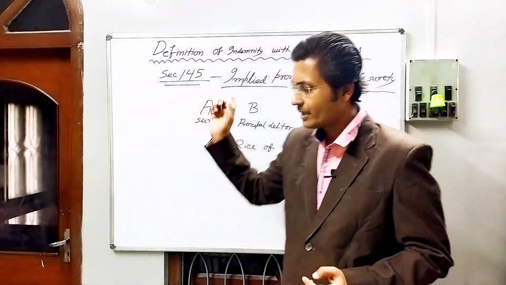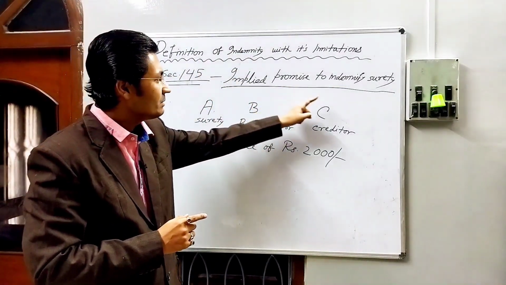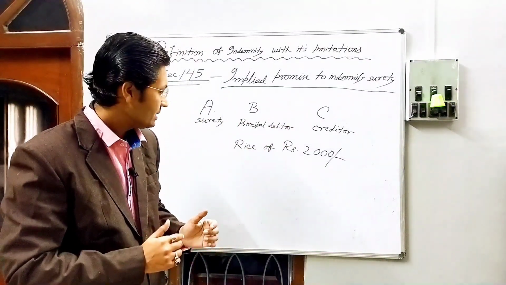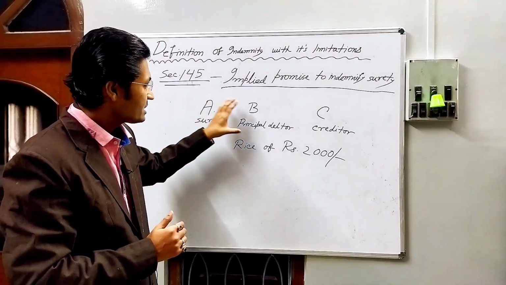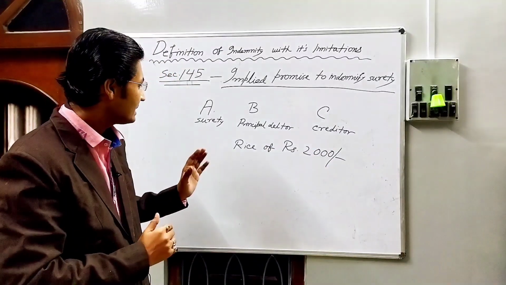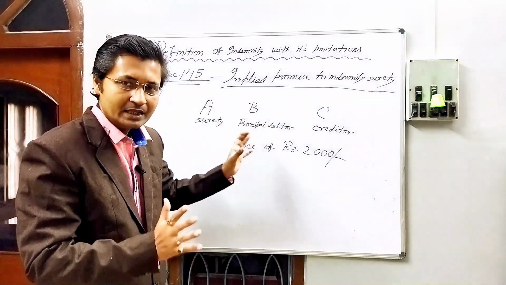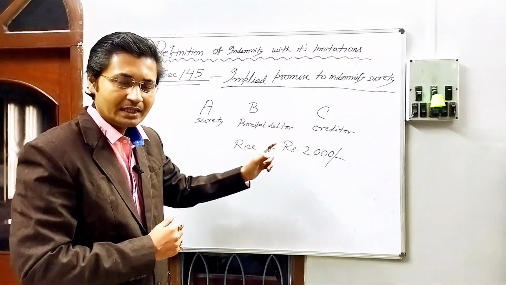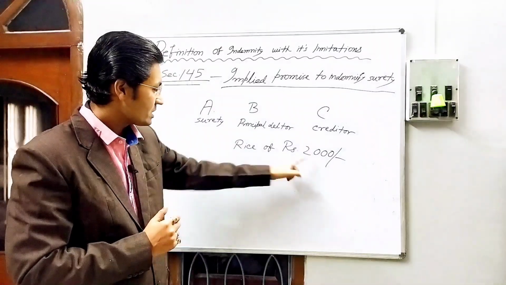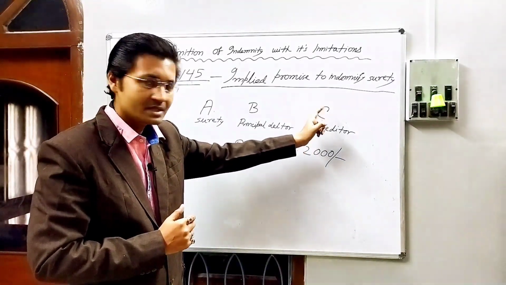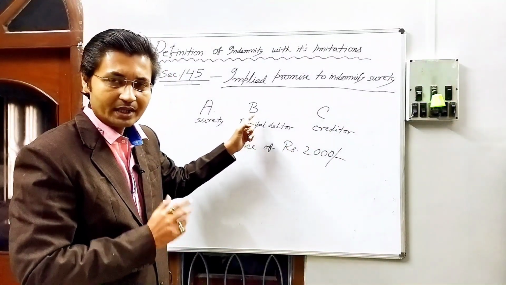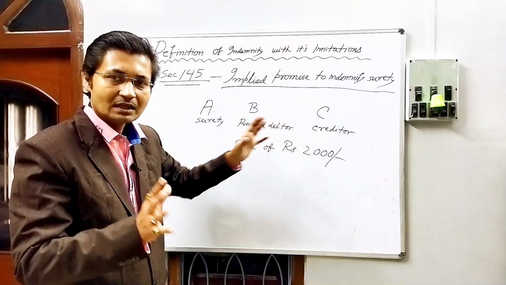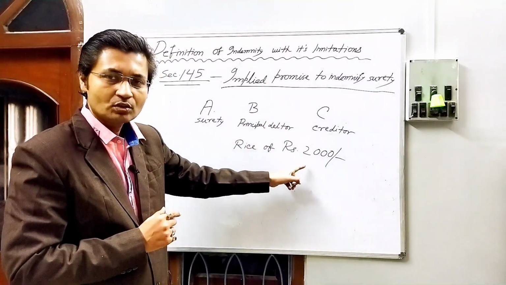Now, section 145, here it is written, implied promise to indemnify the surety. So, A, B, C: there is a tripartite agreement in case of a contract of guarantee. A is the surety, B is the principal debtor and C is the creditor. What happens in this case? It is agreed that A will stand as guarantor and C will supply rice amounting to rupees 2000 to B on debt, and A is standing as guarantor. That means he will pay C for the rice to the extent of rupees 2000.